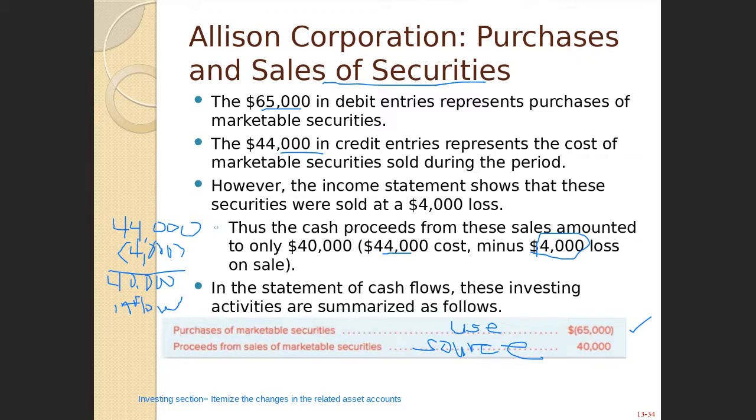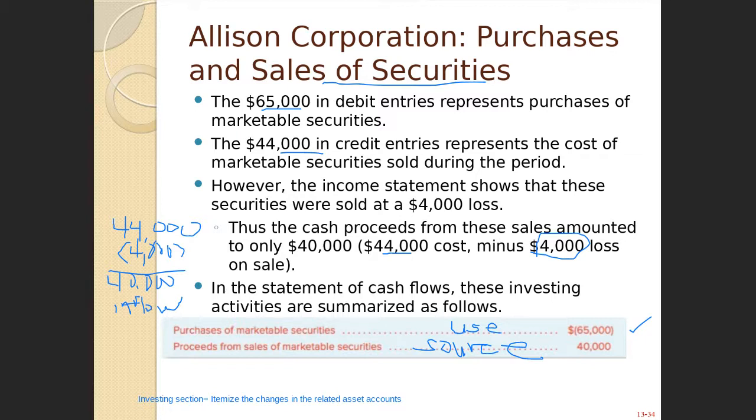Okay, so the first asset account we looked at was marketable securities. We looked at the changes in marketable securities, and we see here for purchases of marketable securities, excuse me, that was a use of cash of $65,000. We sold marketable securities. The net proceeds on the sale of those marketable securities equaled $40,000. Now we've itemized the changes in the marketable securities account.